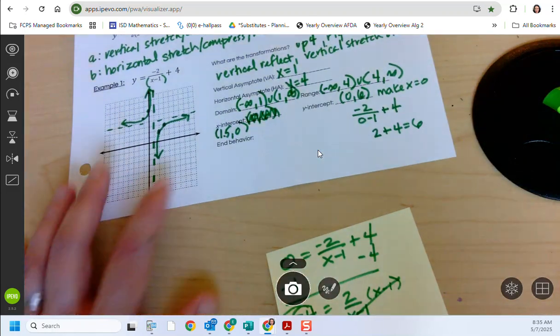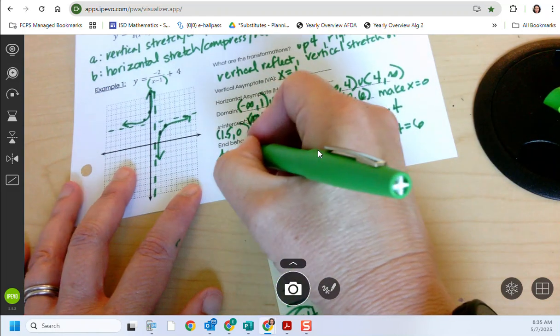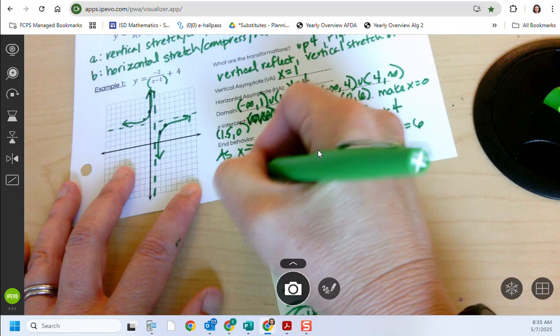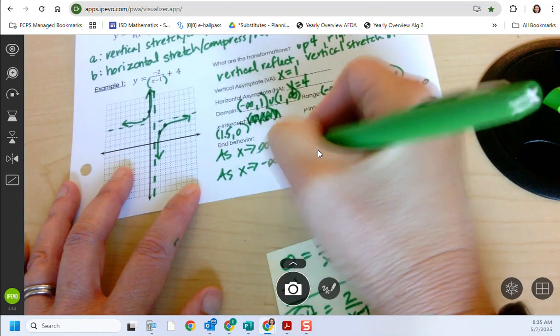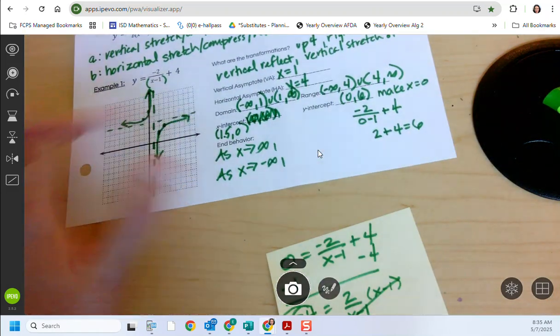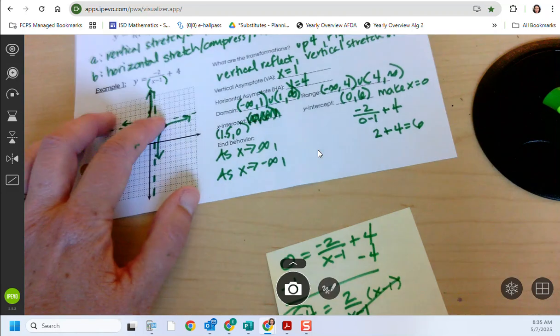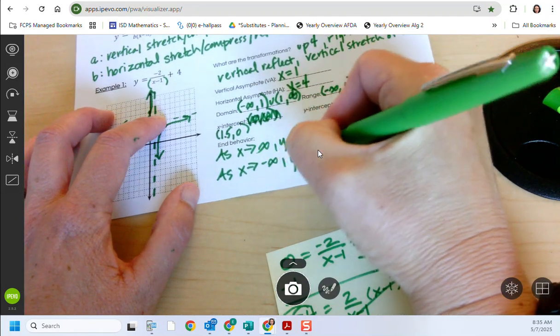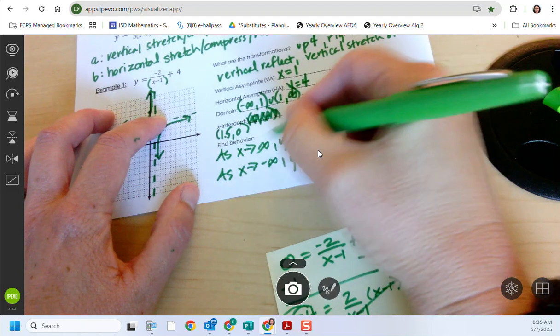And then your end behavior, you still have x going to positive infinity and x going to negative infinity. But remember, your end behavior will always be your horizontal asymptote. So because that's at 4, that's what y goes to. Y goes to 4 on both the left and on the right. This one's the left, this one's on the right.